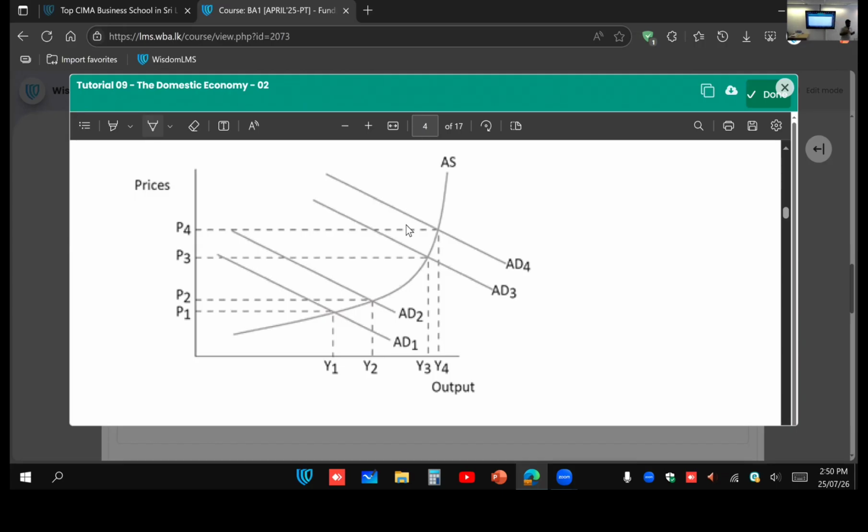One thing is, as the government, I can do government spending. I increase the government spending, which means I'm dumping more and more money into the general public. So what happens? People have a lot of money. Consumption increases. As a result, aggregate demand increases. So now aggregate demand increases from AD1 to AD2. Understood? So when the aggregate demand increases, output increases, but with a small change in price.